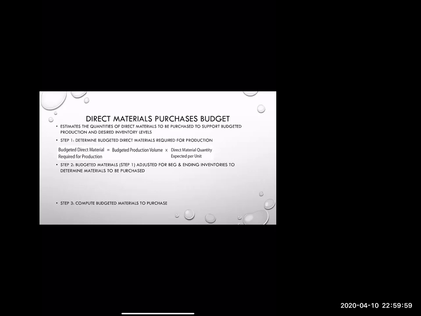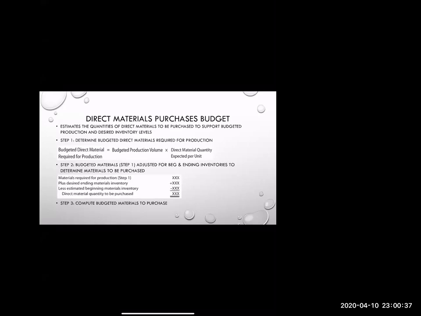Step two is to take the budgeted materials calculated in step one and adjust for any beginning or ending inventories. We subtract out any beginning inventories that we have, and then add in any desired ending inventories. Very similar to production, you never want to be completely out of a raw material, so you're typically going to buy more just in case you mess up or there's a bad batch or things of that nature. So that's the formula we're going to use.